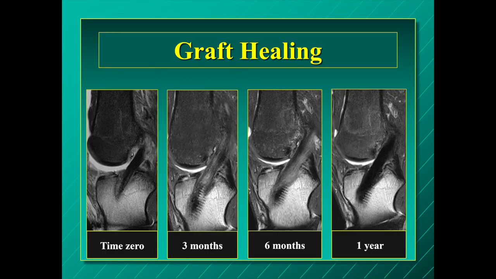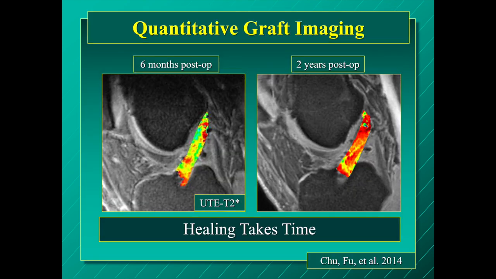Studies examining the biology of graft healing have shown that as the ACL graft revascularizes, it weakens, seen as increased MRI signal intensity. Murine models have shown that the ACL is weakest at 6 to 8 weeks following ACL reconstruction. Our clinical findings suggest that the graft does not regain native signal intensity until 1 year post-op, as seen in this NHL player. Additional studies have found continued remodeling to 2 years postoperatively, indicating that healing takes time.